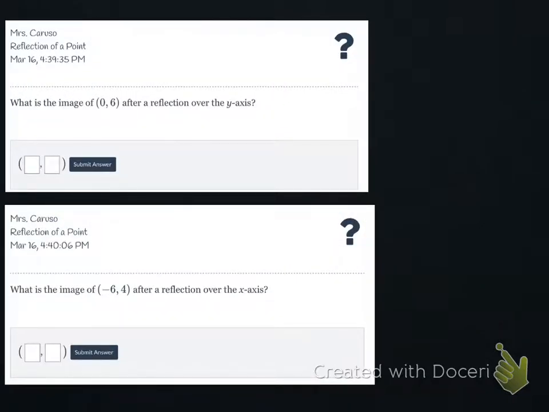All right, can we do it without the graph? I know we can do this. Can we do it? Yes, we can. If we're reflecting over the y-axis, remember, it's the y value that stays the same. And so that is going to stay a 6. And it's the other value that we flip to the opposite sign.